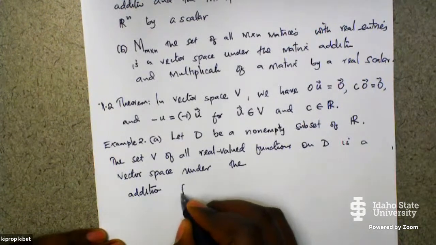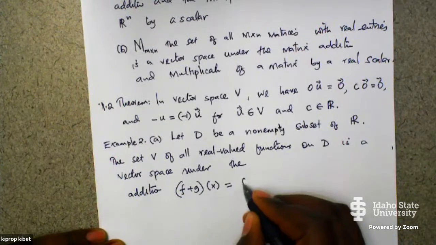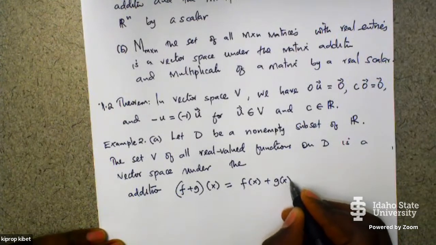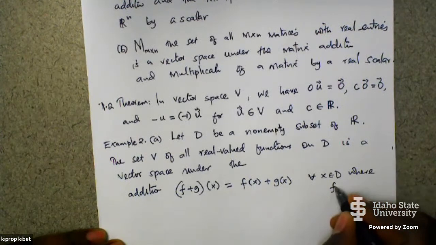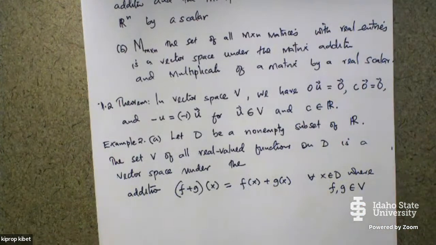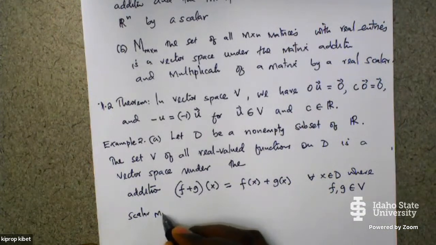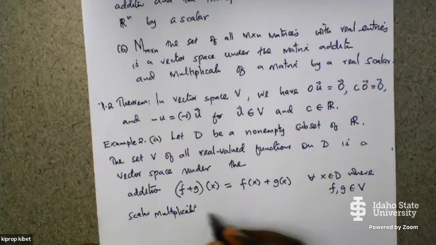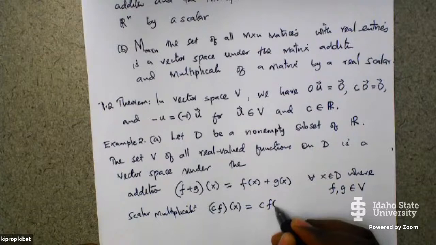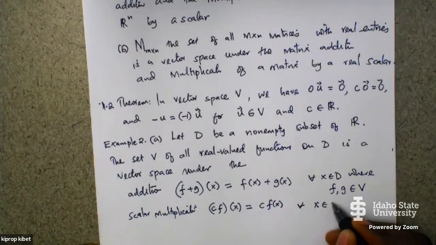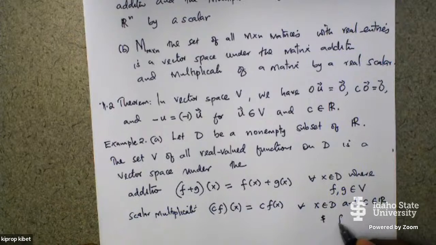whereby if we add the two functions, f plus g of x is the same as f of x plus g of x for all x elements of D, where f and g are elements of V. Also, we can multiply by the scalar multiplication, whereby c times f of x is the same as c times f of x for all x elements of D, c an element of the real numbers and f an element of V.